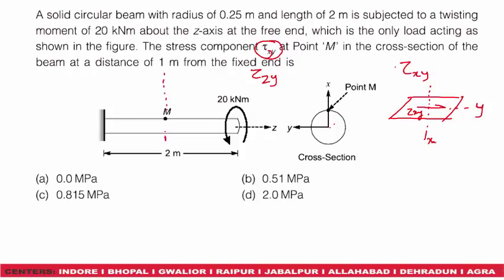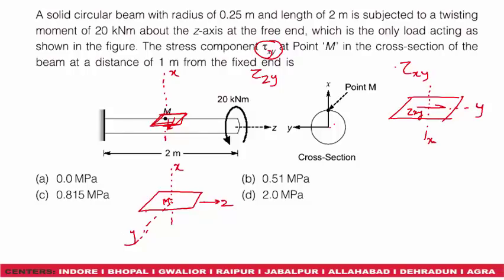So since this is x axis, our plane will be this, and we have to determine stress in y direction. So y axis will be this. So again drawing, this is our M point, this is x axis according to the given figure, and this is z axis, so this will be y axis, and we have to determine shear stress tau xy.